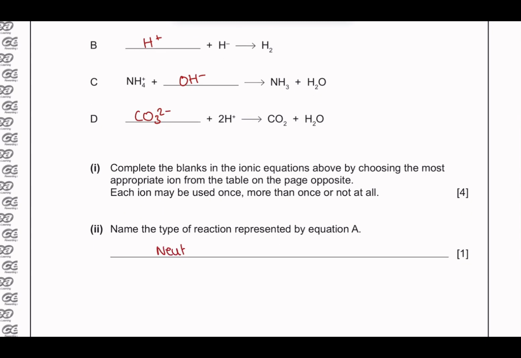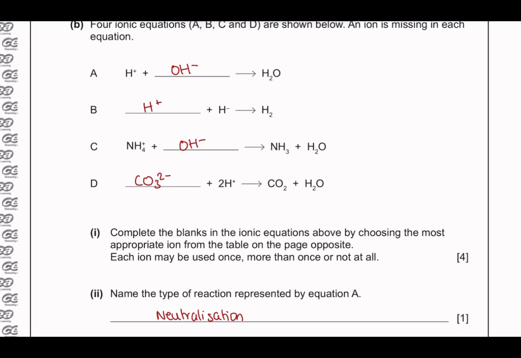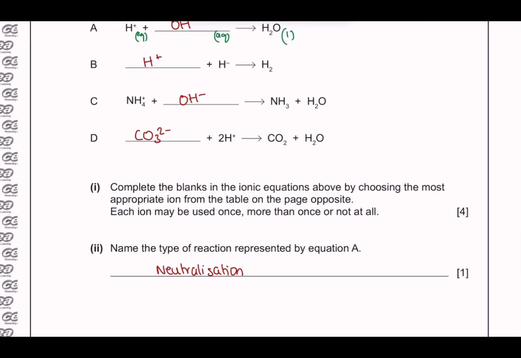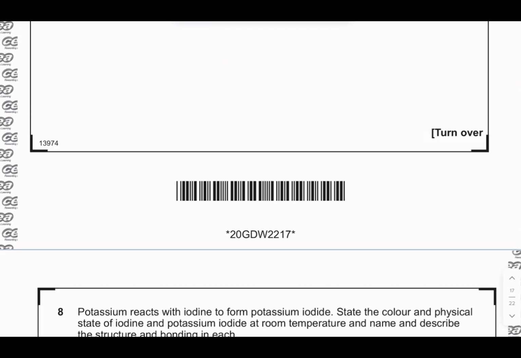Next one's the name type of reaction in A. So A was neutralization reaction. If you're ever asked, then H+ plus OH- gives H2O. And the state symbols are aqueous, aqueous and liquid.